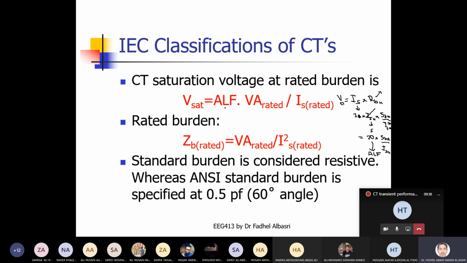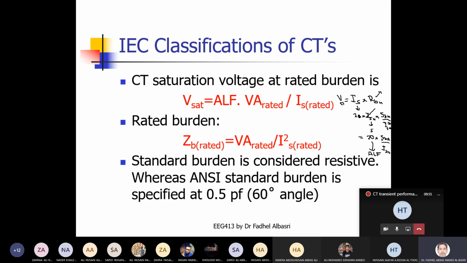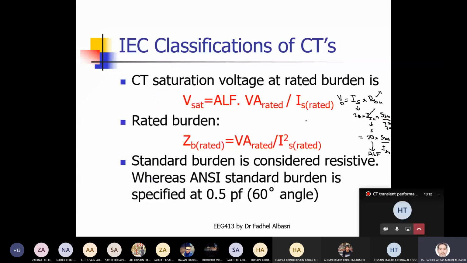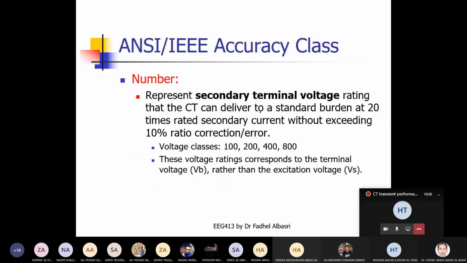So if I have the IEC standard accuracy limit factors, which they define as 5, 10, 15, 20, or 30, times the rated burden of the CT in volt ampere, divided by the rated secondary current, that gives me the voltage class at the burden according to IEEE, which is the 400 or 100 or the 4 classes I mentioned here.